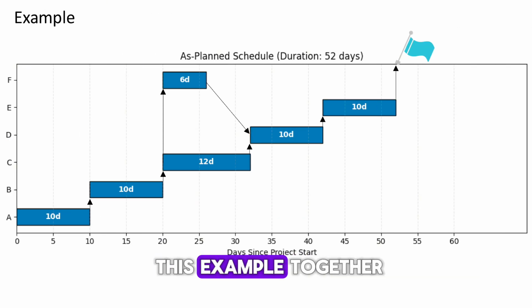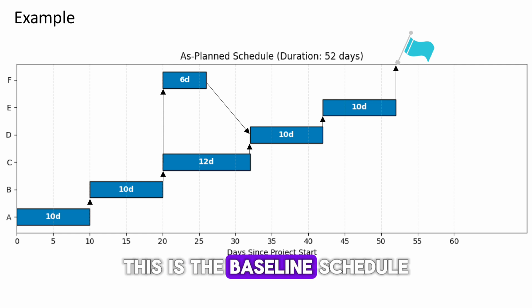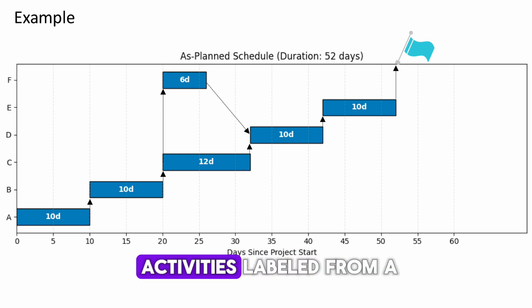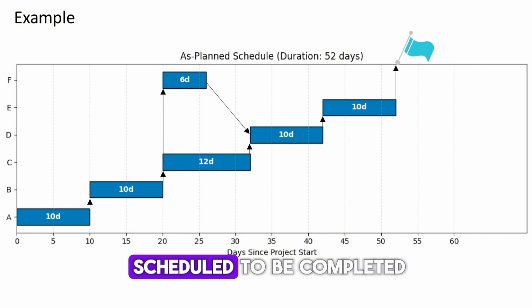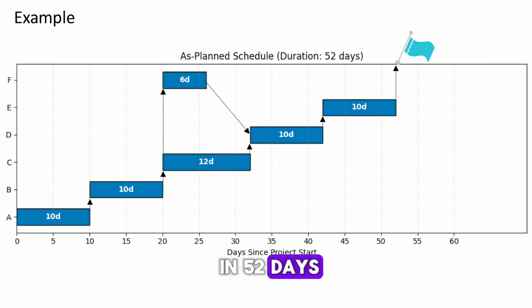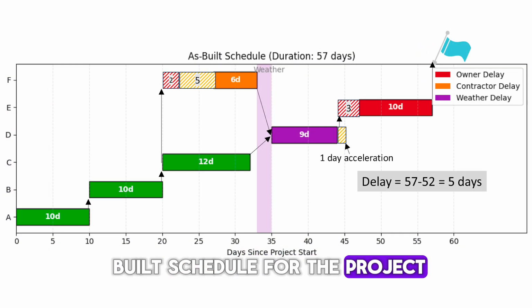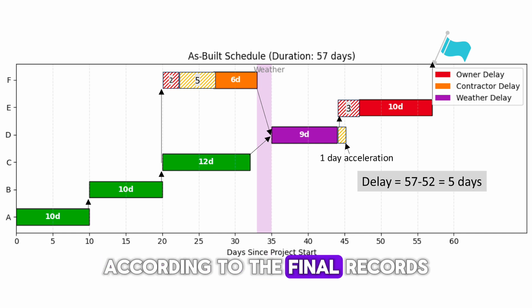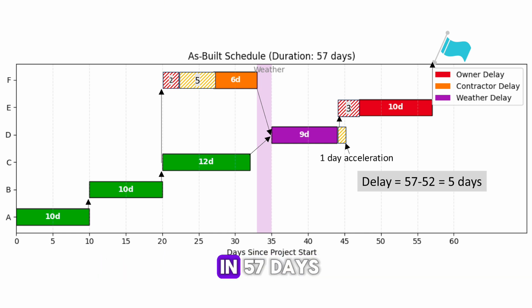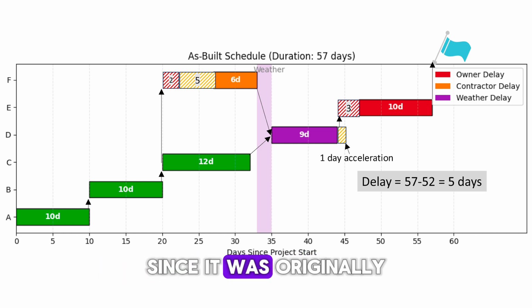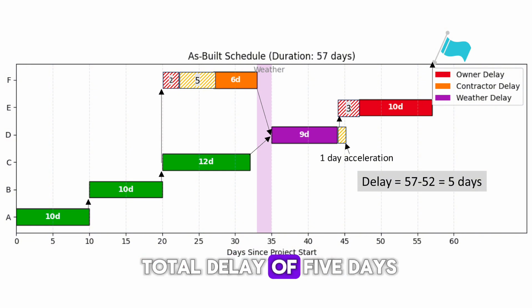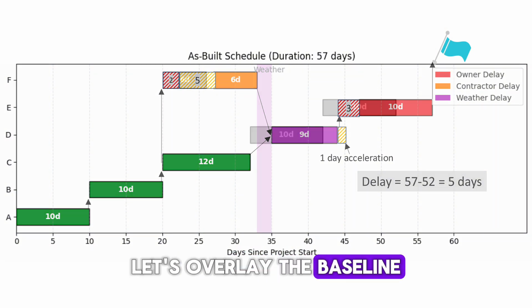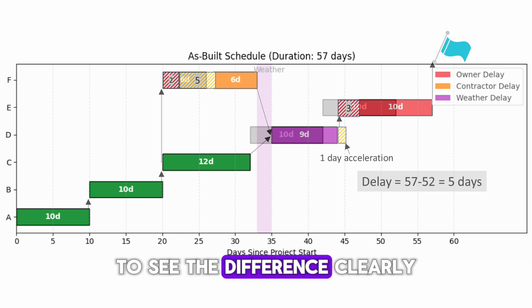Alright, let's go through this example together. This is the baseline schedule and it includes 6 activities labeled from A to F. Based on this plan, the project was originally scheduled to be completed in 52 days. This is the as-built schedule for the project. According to the final records, the project was completed in 57 days. Since it was originally planned to finish in 52 days, this results in a total delay of 5 days. Let's overlay the baseline schedule on this as-built to see the difference.